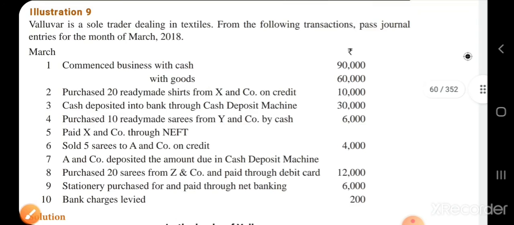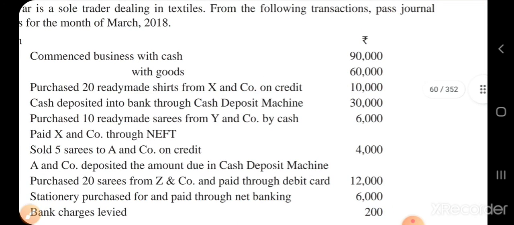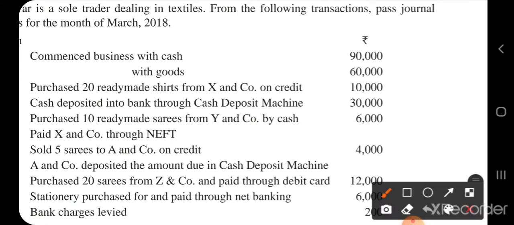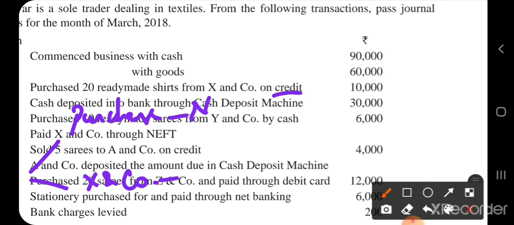The next transaction, purchased 20 ready-made shirts from XN company on credit. So this is a credit transaction. So what are the accounts involved? Purchase account and XN company's account. Now purchase account is a nominal account and XN company is a personal account. Now apply the rule for nominal account. Debit all expenses and losses. Purchase is an expense, so you debit purchases.